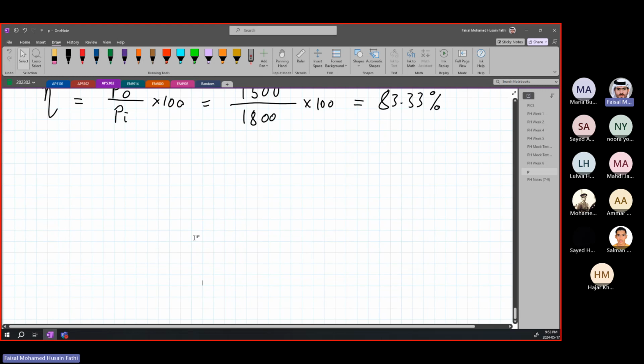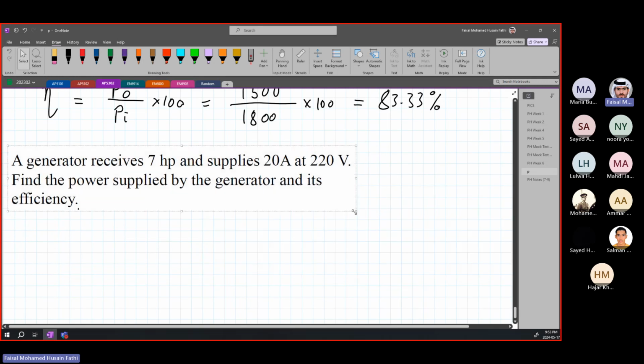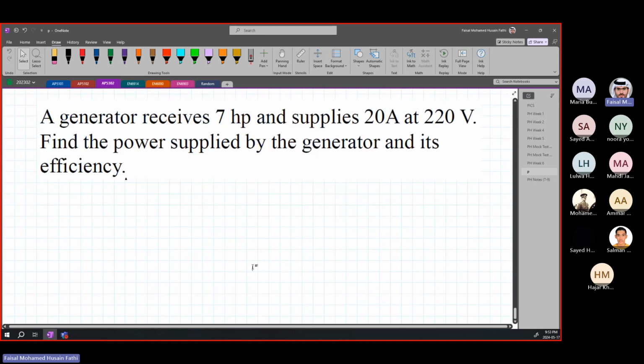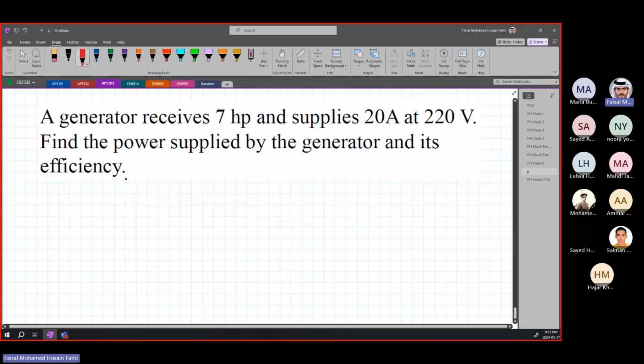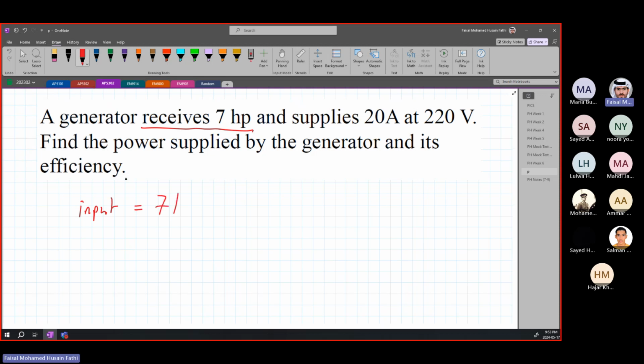So this is the question that is given. A generator receives 7 HP, right, and supplies 20 amperes at 220 volts. So it is very important to understand what is your input and what is your output. It says receives 7 horsepower. So now this is your input. So input is equal to 7 HP, and it supplies. Supplies means it gives, so it's leaving it. It supplies output is 20 amperes. So this is I, which is equal to 20 amperes, and voltage, which is 220 volts.